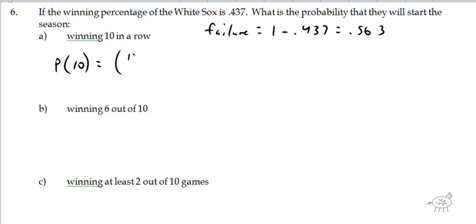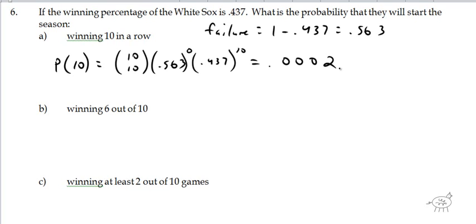Okay, so winning 10 in a row is going to be 10C10, and your success is again 0.437. Failure is 0.563. The 10 goes here. The failure exponent is 10 minus 10, which is 0. Okay, and that comes out to be 0.0002, which again, it really seems unlikely. If their winning percentage is not quite half, and for them to win 10 in a row, it's a 0.02% chance that they're going to do it.